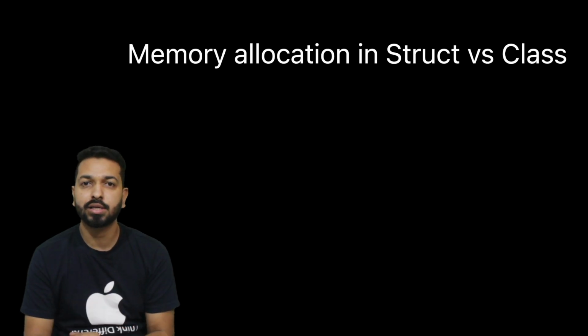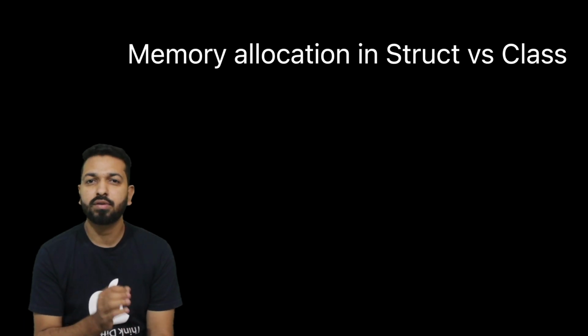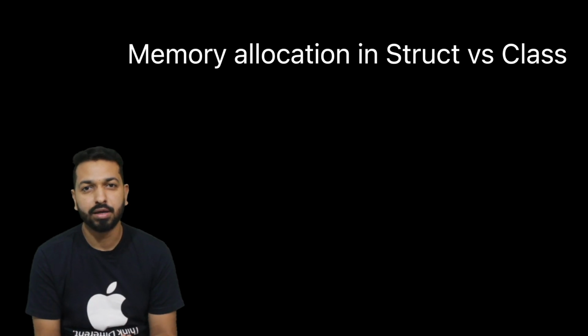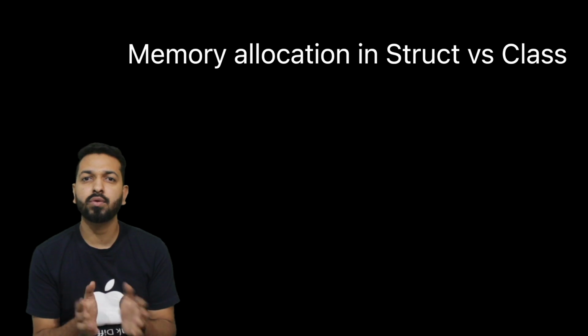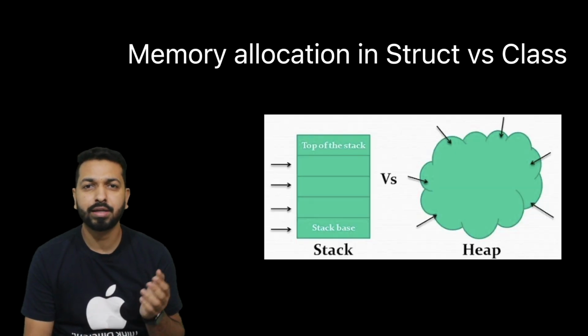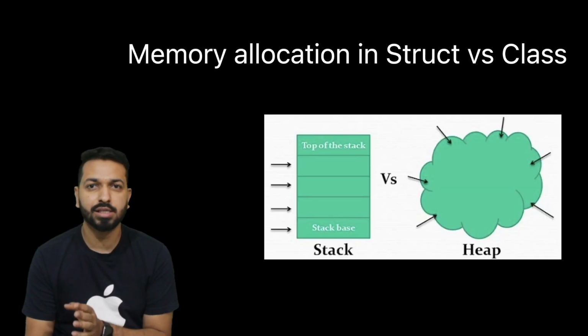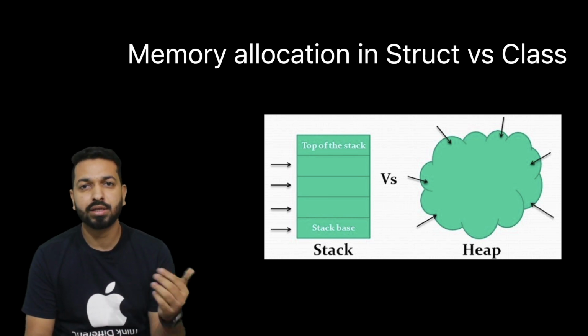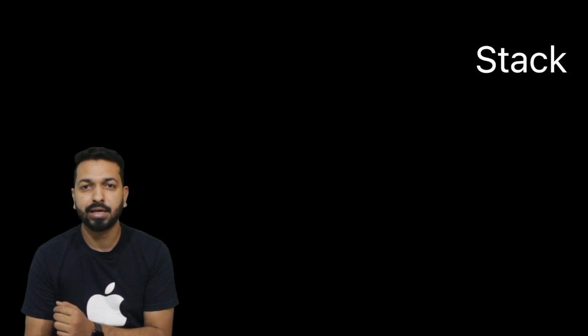Memory allocations in structs versus classes. This is one of the very frequently asked questions on structs and classes, and it is a very conceptual one. Where does the memory allocation happen for structs, where is it done for classes, and how do they differ? Now most of you would know that for structs it is done on the stack and for classes it is done on the heap. But let's see how they differ and why the stack is used for structs and the heap for classes. Let's see it in detail.